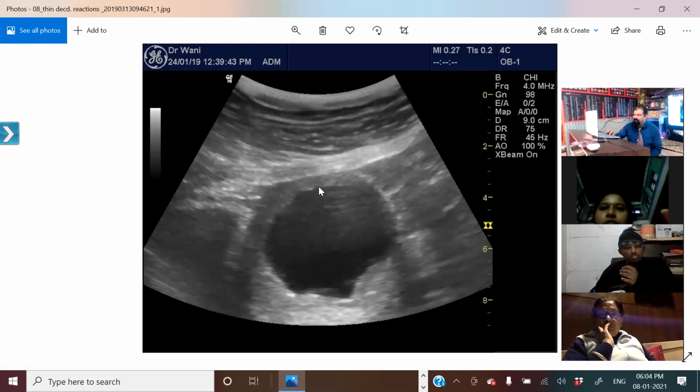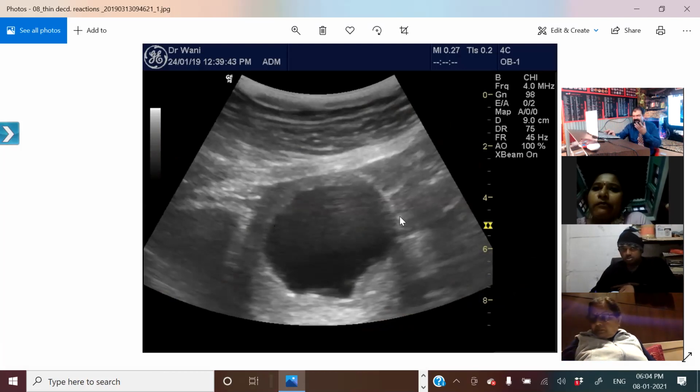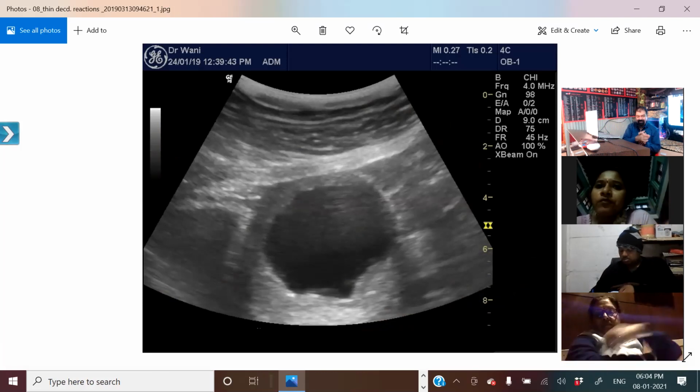So now see over here. I can see the gestational sac over here, but this gestational sac is not regular. It looks like it is collapsing. And see the decidual reaction. I cannot see a very good decidual reaction over here. So this is an abnormal sac.